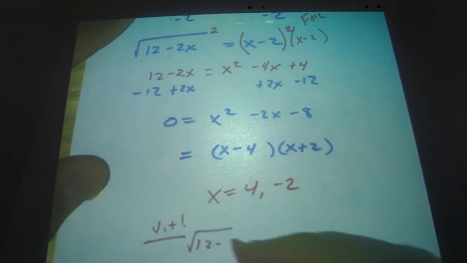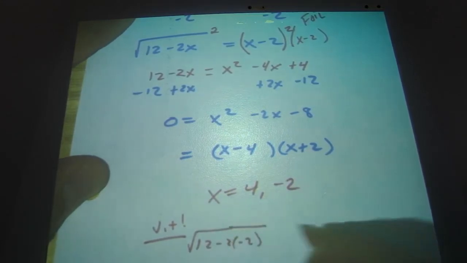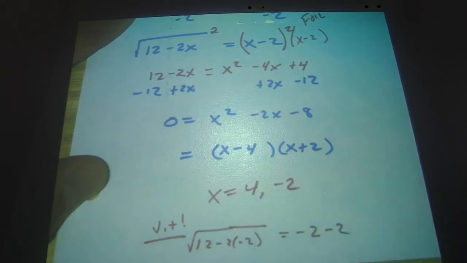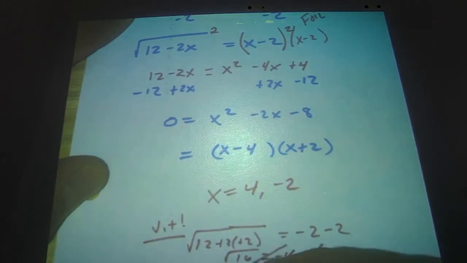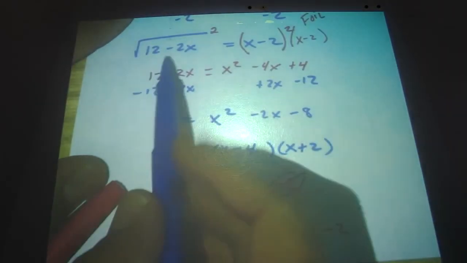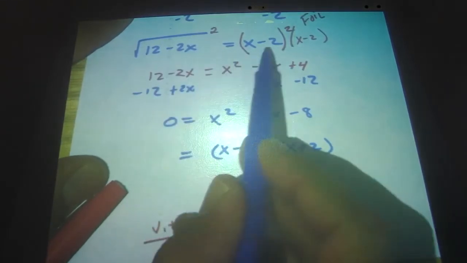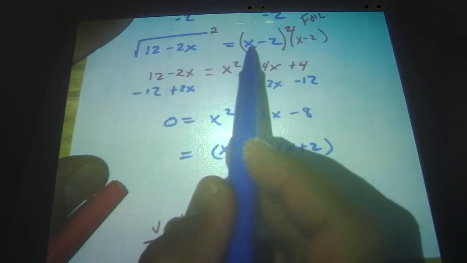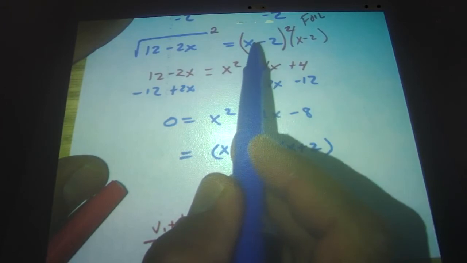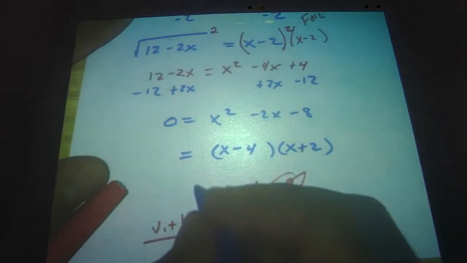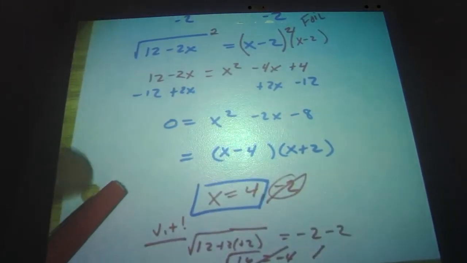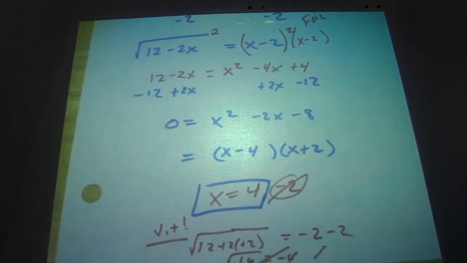If I did 12 minus 2 times -2, that's equal to -2 minus 2. Well, that's again the square root of 16 equals -4. That does not work. But basically what I do is I'll look at the square root equal the number, the stuff, plug it in. If this turns into a negative, no solution. So the only answer that works in my math lab for me is x equals 4.